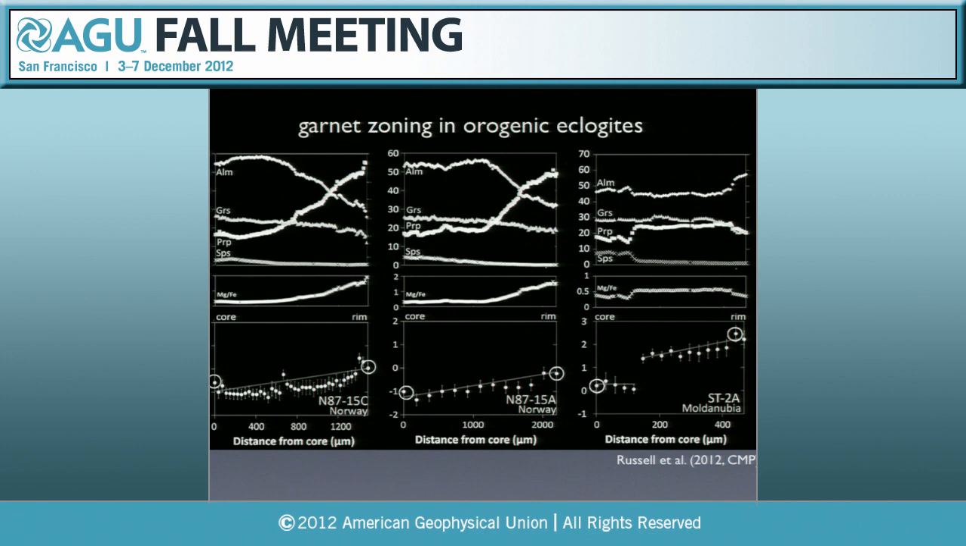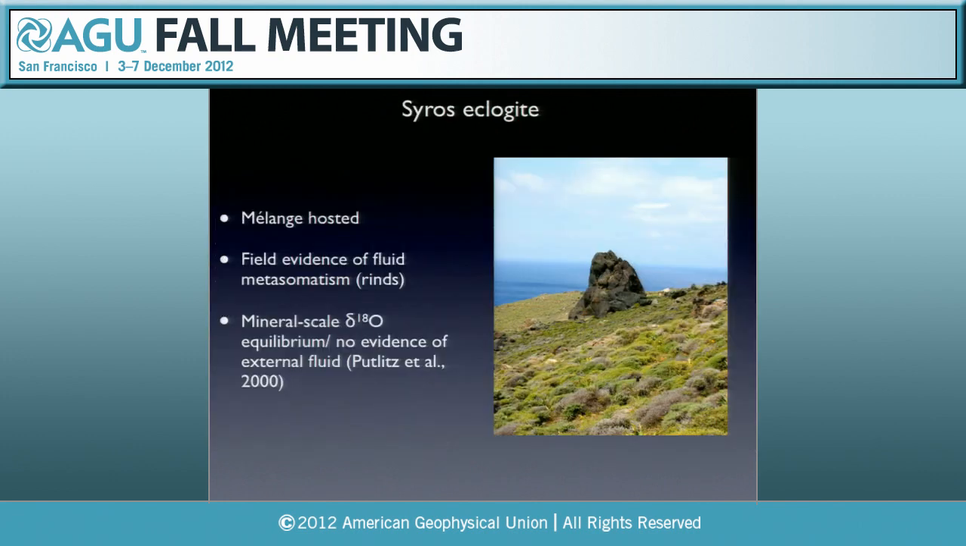So what I'd like to do today is look at the oxygen isotope records preserved in garnets from melange-hosted rocks of this nature. So we're going to look at three locations. And the first one here is, of course, the famous locality in Syros. So here we have melange-hosted blueschists and eclogites. There's field evidence of fluid metasomatism in the form of rinds. However, mineral-scale oxygen isotope studies by Putlitz et al. show evidence of equilibrium between the phases, and no evidence of fluid flow penetrating into the cores of the blocks from the surrounding melange.